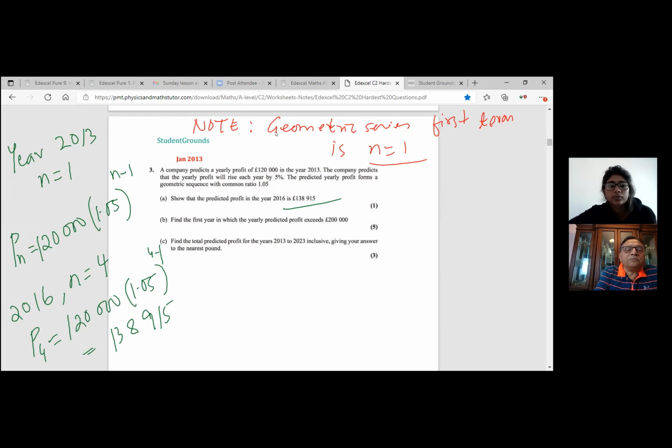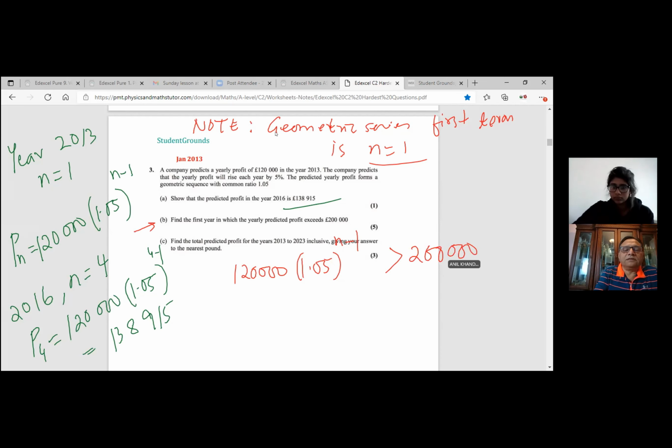Now let's go to question number 2, which is: find the first year in which the yearly predicted profit exceeds 200,000. That means we are now looking for 120,000 times 1.05 to the power of n minus 1 to be more than 200,000.